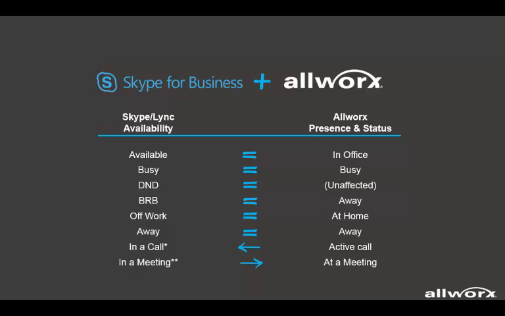Now I'm going to show you how Interact Sync intelligently updates Skype availability and Allworx presence and status. As you can see on this chart, Skype availability options are slightly different from Allworx presence settings, so we try to match them as closely as possible.